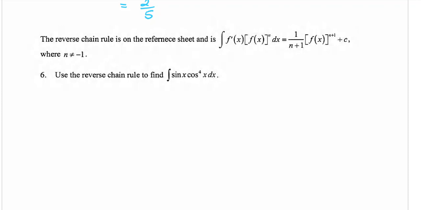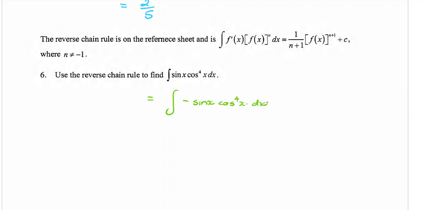Start in here. If you have a function to the power of n, now my function is the cos x. It's the one that has the power on it. So here's my function to the power of n. I need the derivative of that function out the front. What's the derivative? My function was cos x, like I said. What is the derivative of cos x? Negative sine.